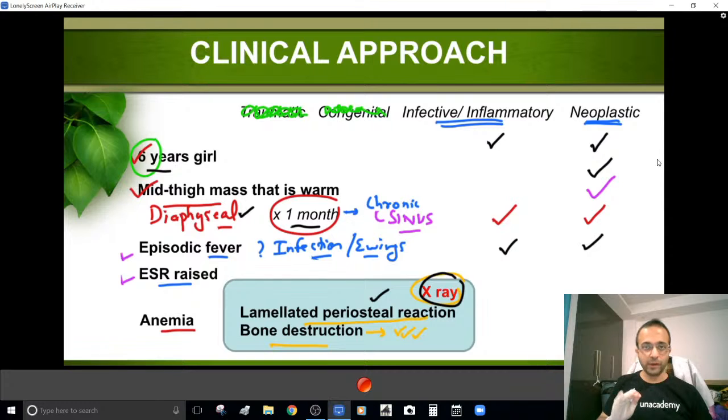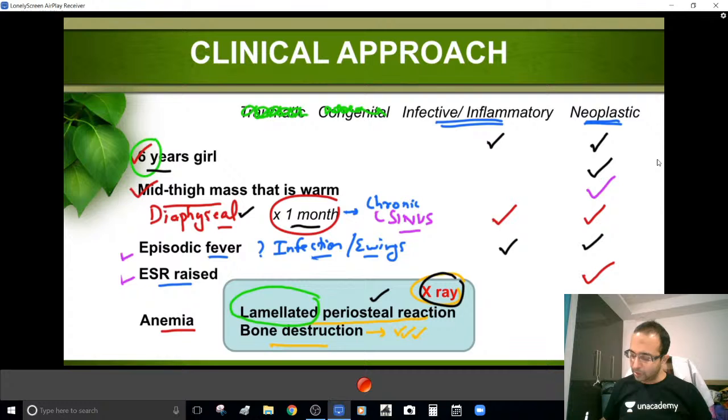Ewing's can also have a periosteal reaction. Infection can also have a periosteal reaction. But mind you, lamellated periosteal reaction, something that you call the onion peel appearance, specifically points towards neoplasm. Clear? So once I finally evaluate the whole scenario, I find more weightage going towards the neoplastic lesion. So Ewing becomes my first possibility and infection goes down the list.